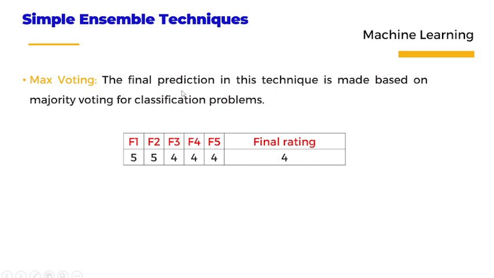Let us look at one example. Here I have taken five friends, and I am asking my five friends to rate my video. Two of the friends are giving five as the rating, and three are giving four as the rating. Since the majority of friends are giving the rating four, the final rating will be four. So the final result of our max voting technique will be 4. This is how max voting works.